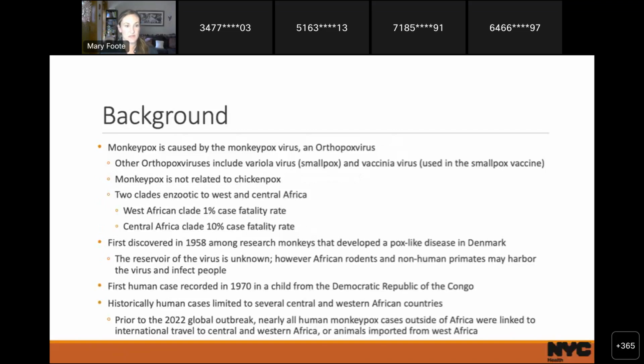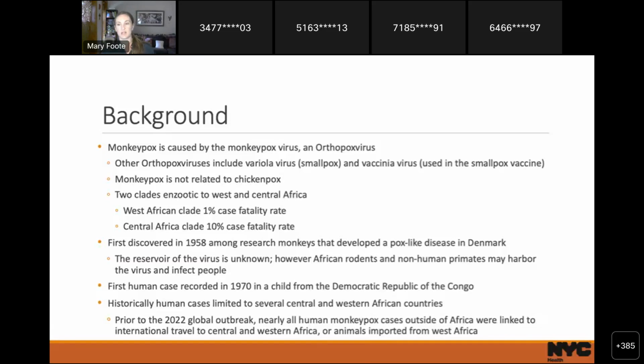Okay, so starting out with a little background, monkeypox is a member of the orthopox virus family. Other viruses in this group include variola virus, which causes smallpox, and vaccinia virus, which has been used in the smallpox vaccine traditionally. And just of note, there is some confusion, despite the name. Monkeypox is not actually related to chickenpox, although they can present similarly in certain stages.